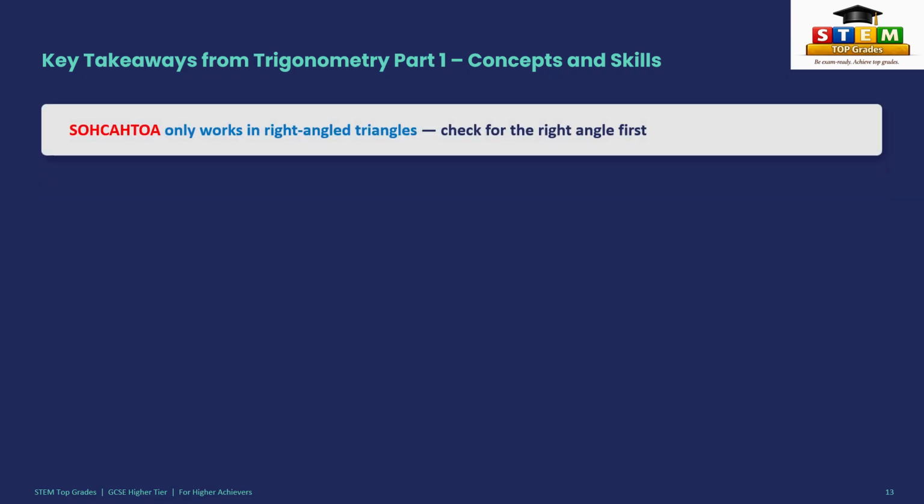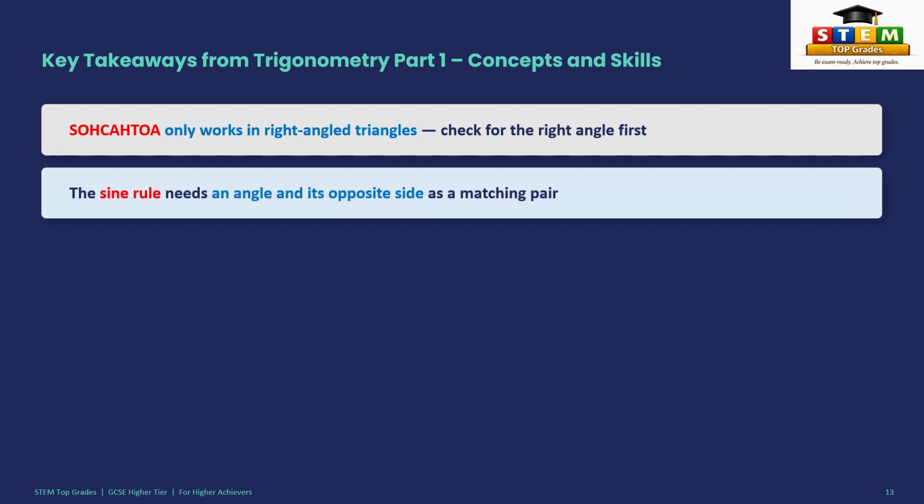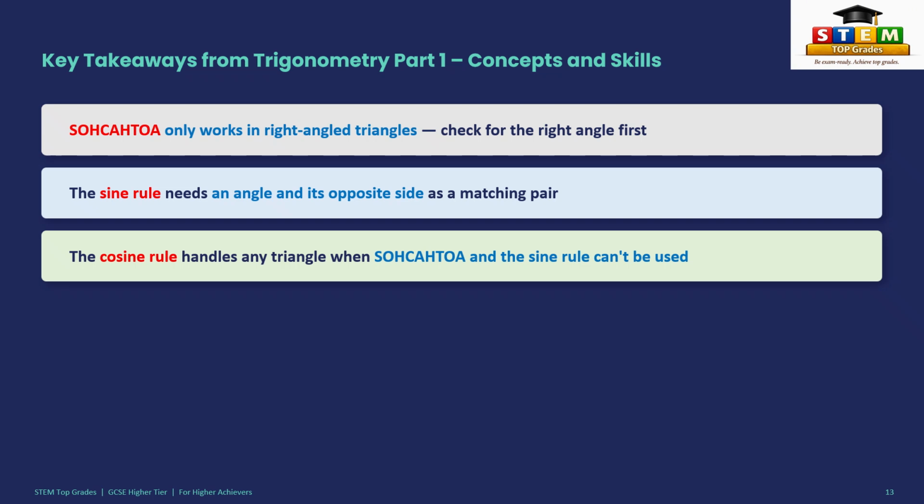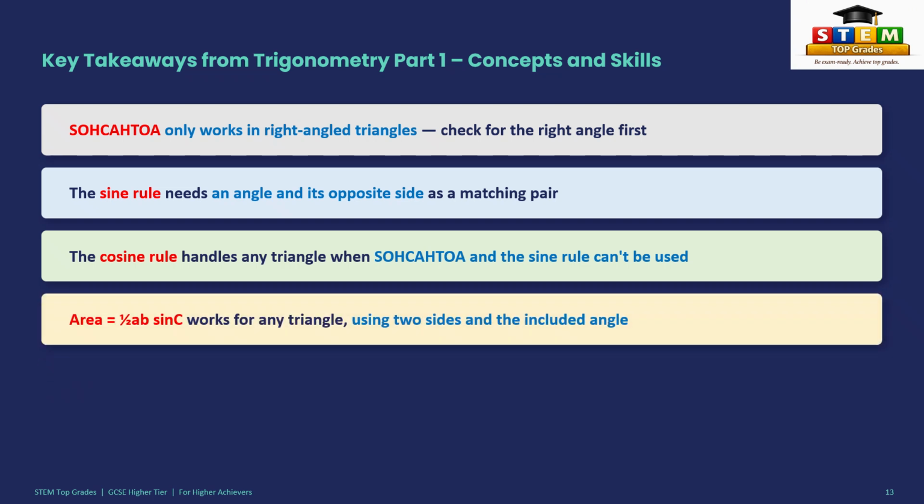Takeaways from Trigonometry Part 1, Concepts and Skills. SOHCAHTOA only works in right angle triangles. Check for the right angle first. The sine rule needs an angle and its opposite side as a matching pair. The cosine rule handles any triangle when SOHCAHTOA and the sine rule can't be used. We also learned the area of a triangle, half ab sine C. It works only when you have two sides and the included angle.